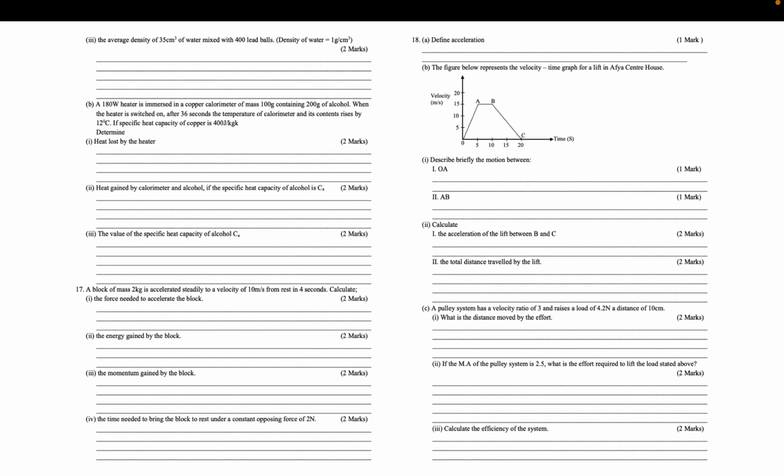(iii) The average density of 35 cc of water mixed with 400 lead balls. Density of water equals 1 g per cc. 2 marks.